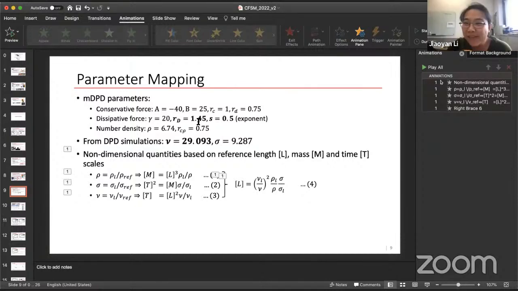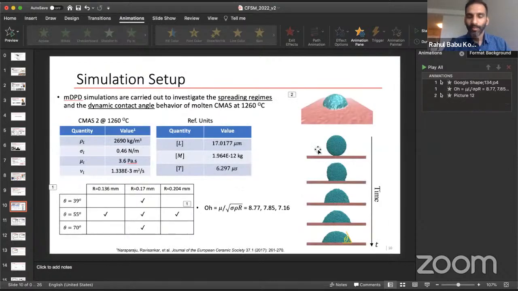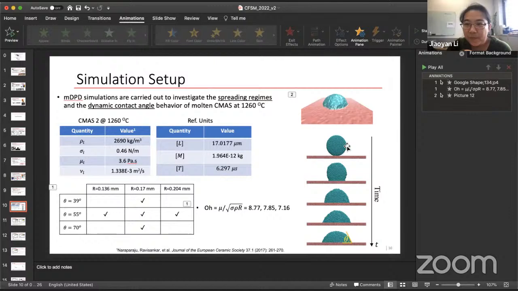So how many beads do you have in the system? These drops have about 16,000 DPD particles, I believe, somewhere between 14,000 and 16,000. I don't remember exactly now. The number density is 6.75. Okay, so the computational limitation exists in the time scale instead of the length scale, right?